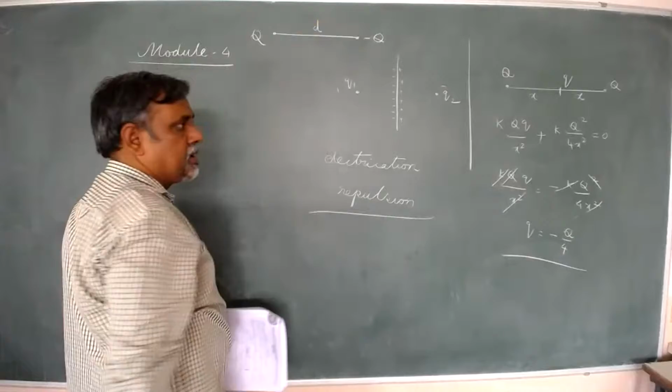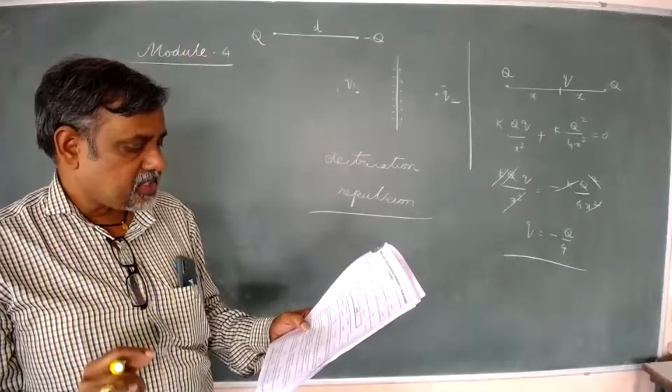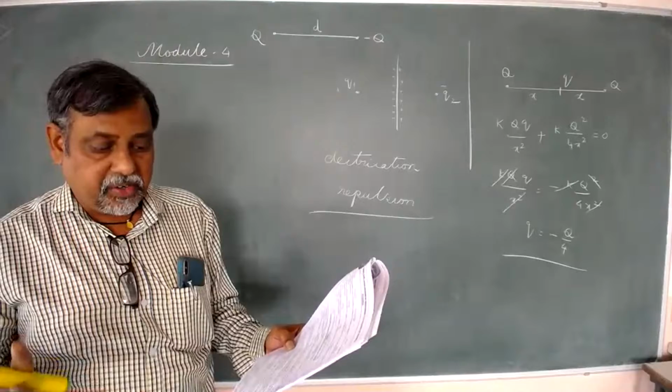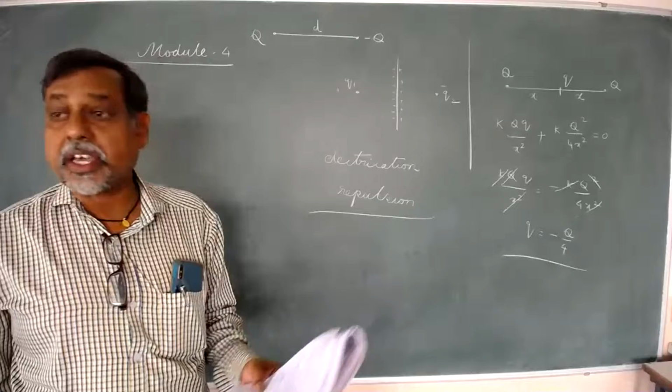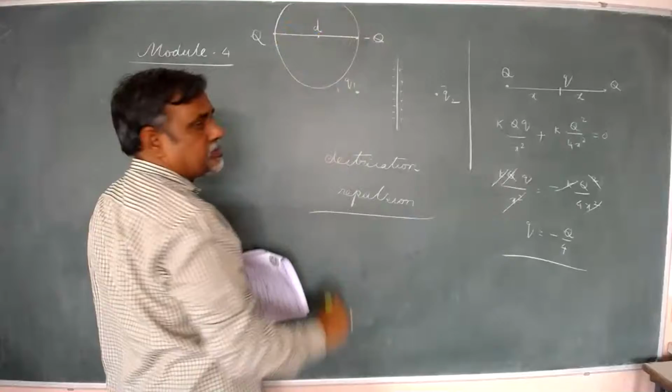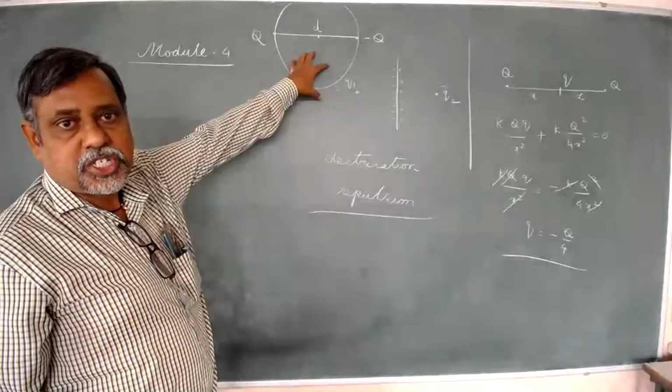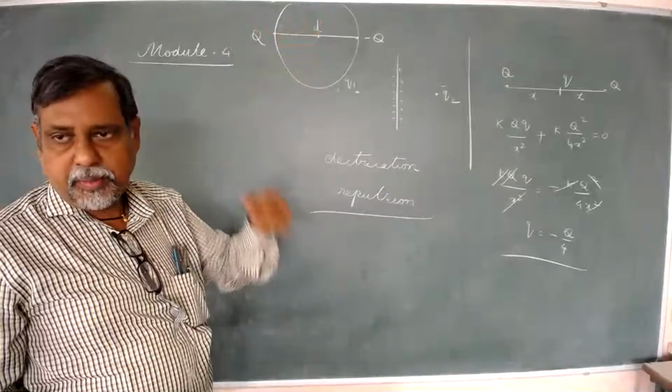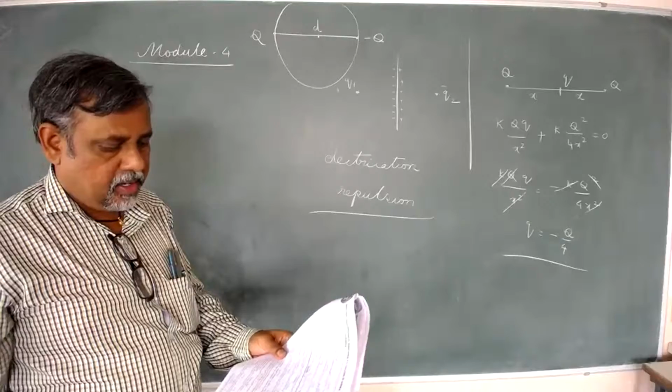A spherical surface having radius equal to the separation between the two particles and concentric with their midpoint is considered. You need to imagine one sphere. The sphere is concentric with the midpoint. Understood? You need to take a sphere so that these two charges are on the surface of the sphere. That's what the given statement means.